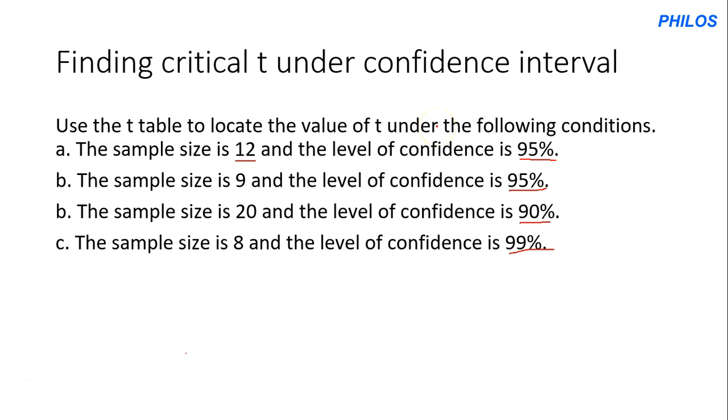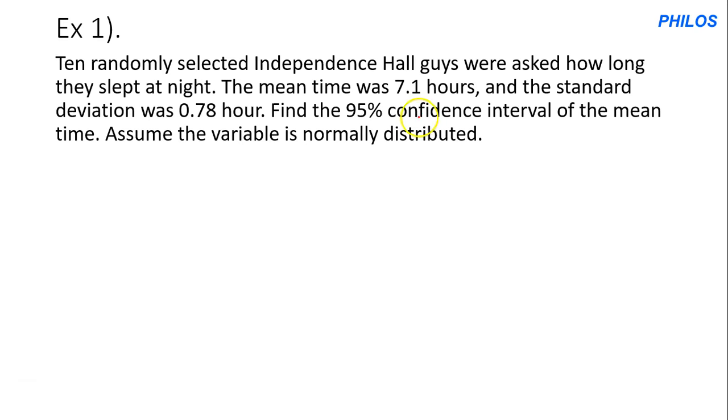So now let's take some questions on confidence interval. Example 1 says, 10 randomly selected Independence Hall guys were asked how long they slept at night. The mean time was 7.1 hours and the standard deviation was 0.78 hours. Find the 95% confidence interval of the mean time. Assume the variable is normally distributed.